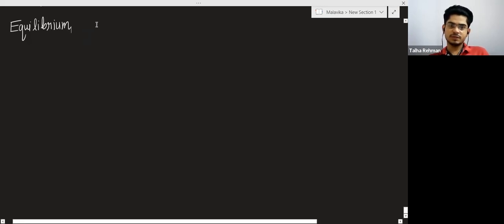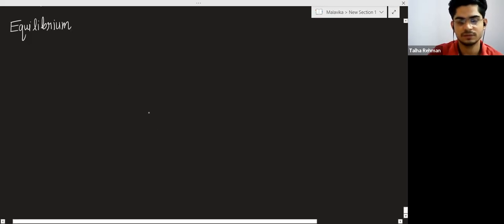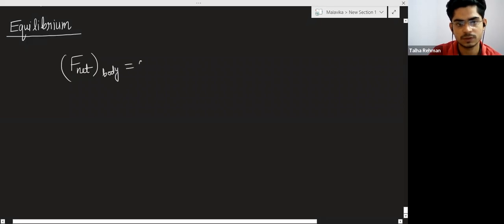There are many methods you can explain the equilibrium. So equilibrium means the net force on the body is zero. F is force, net force on the body is zero.